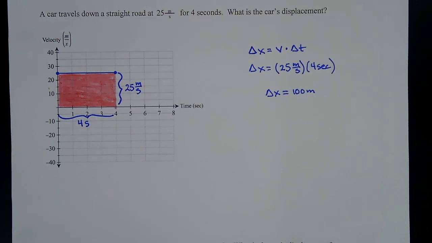So what happens if we have a negative velocity? How does that show itself on a graph? That's what we're going to talk about next.